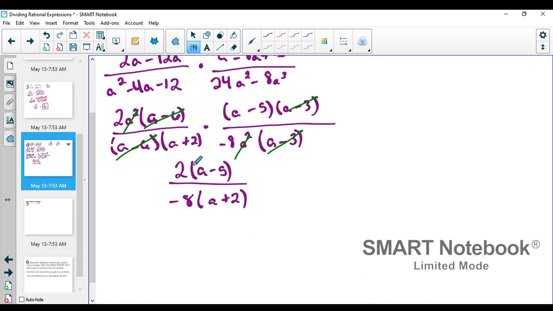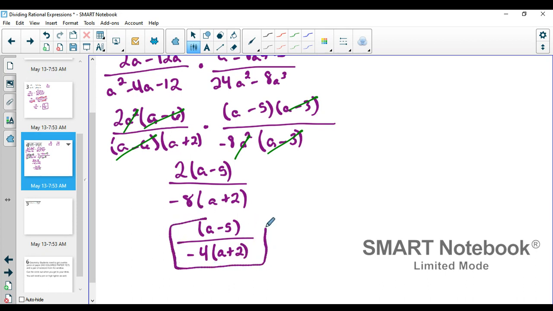And we have one more step because 2 over negative 8 simplifies to 1/4. So we have 1 right here, but we don't really need to write that. A minus 5, and then over negative 4 times a plus 2. And that is our final answer. And this is why I think they're fun. It's just a lot of puzzle. Factor, cross things out, and you get a simpler answer than the mess you started with.